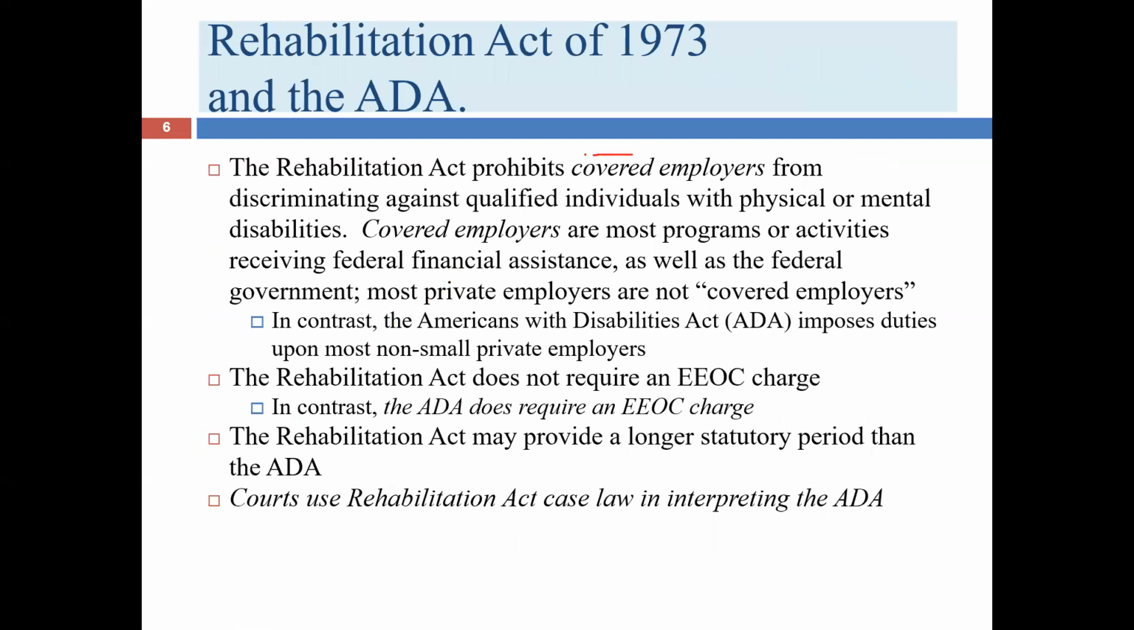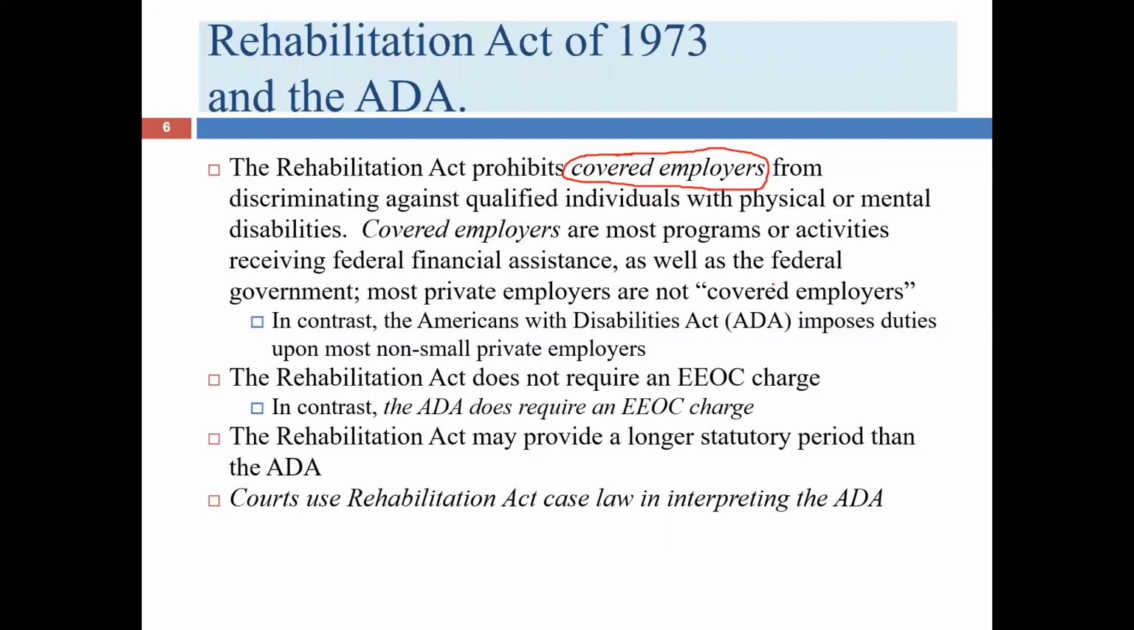Again, we see that term covered employers. This is a common term that we see in many of these statutes. Of course, the definition of what is considered a covered employer differs from statute to statute. We've seen in Title VII that it mainly covers employers that have at least 15 employees. We saw in the Age Discrimination in Employment Act that the threshold was 20 employees. And here with the Rehabilitation Act, we see that the number is even much smaller. It's going to include federal contractors and the federal government. It doesn't include most private employers because most private employers are not federal contractors.